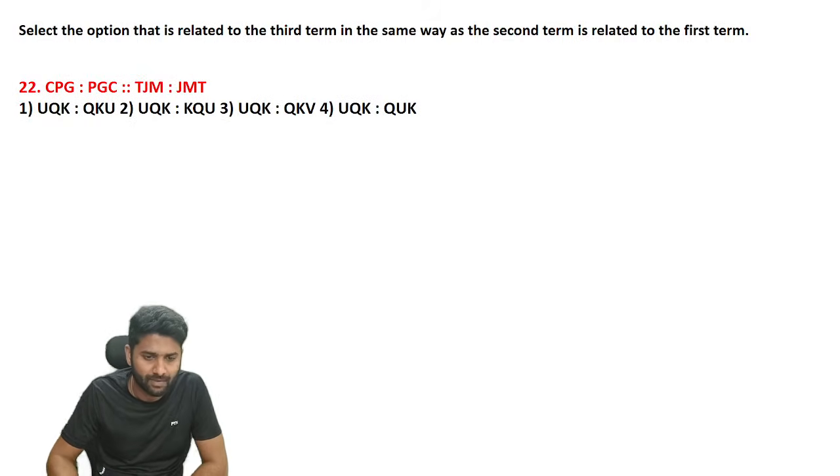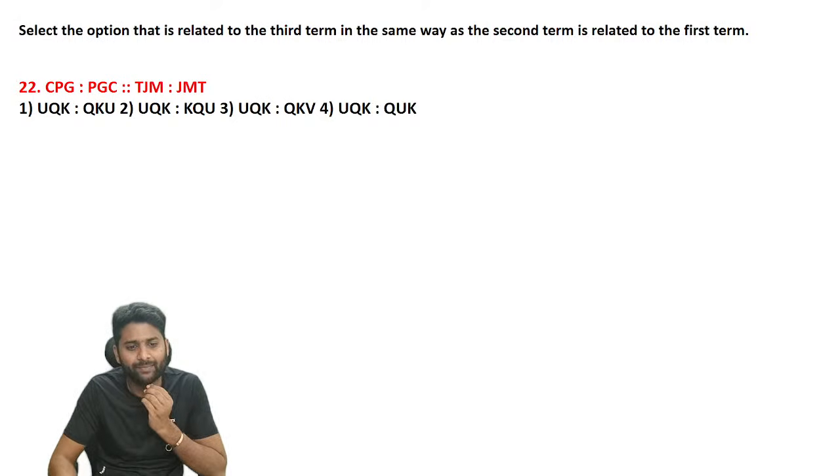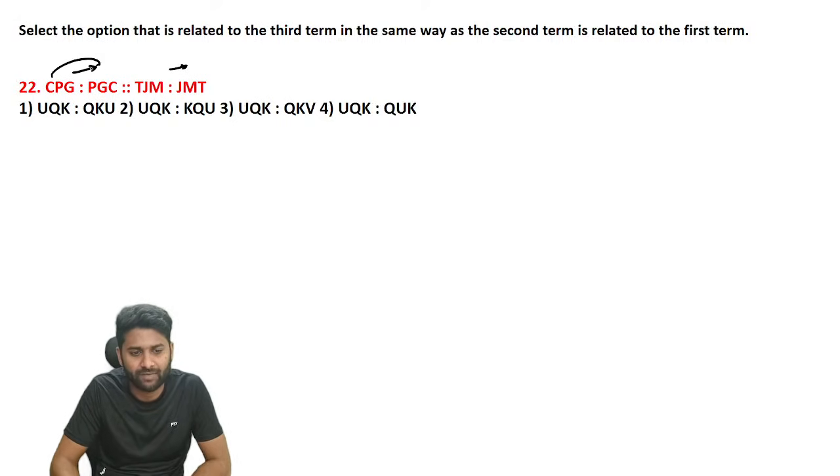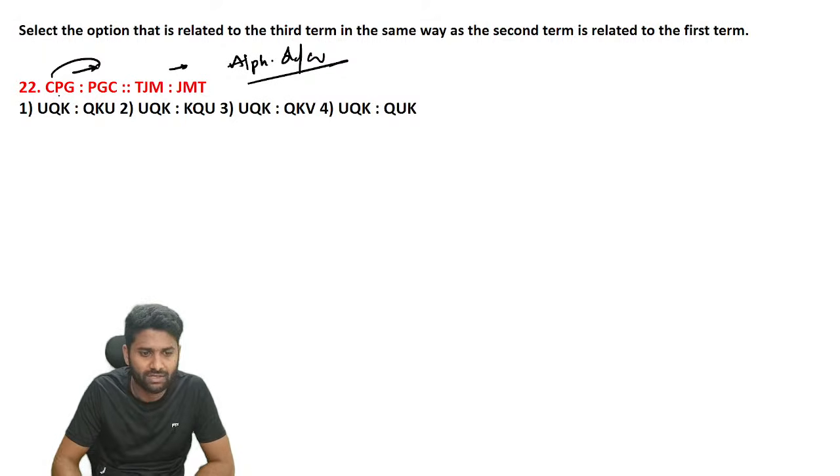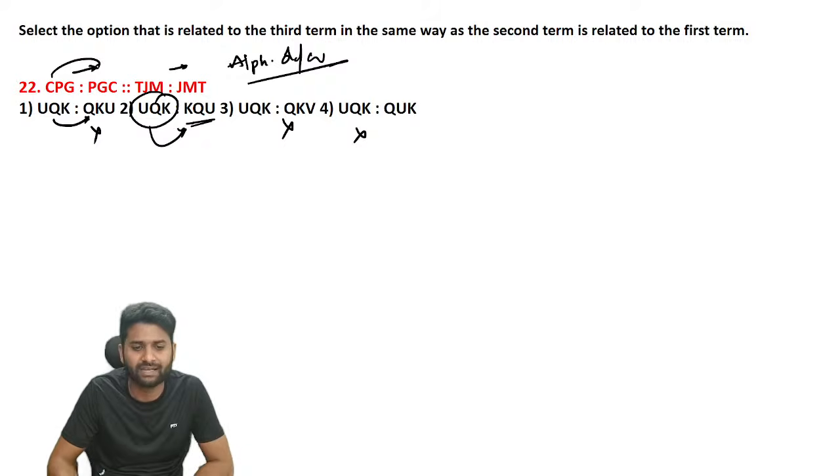Next. So you can see CPG as PGC, PJM as JMT. See, if you understand that from here to here, the arrangement is all about alphabetical order. Same way, UKU is not alphabetical order. UQK is not, so KQU is the alphabetical order. So these three letters are arranged in alphabetical order. That is the logic. Then the suitable answer is 2.